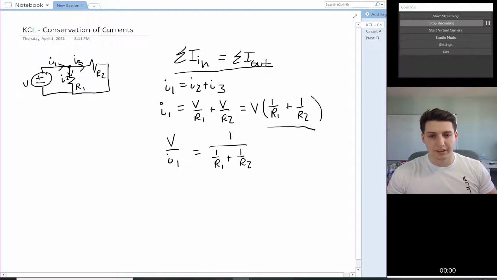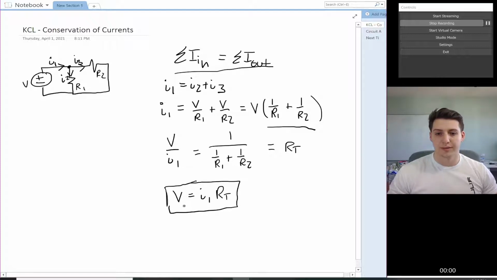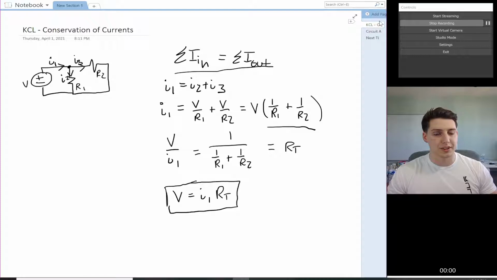We know from one of the earlier videos that for resistors in parallel, this would be the equation for the total resistance, RT. Now we can put I1 on the other side and have V equals I1 times RT. And we notice the familiarity with Ohm's law, where V equals IR, except now we have these subscripts I1 and T. So KCL is really the conservation of currents, so what's going into a node is what's coming out of a node.